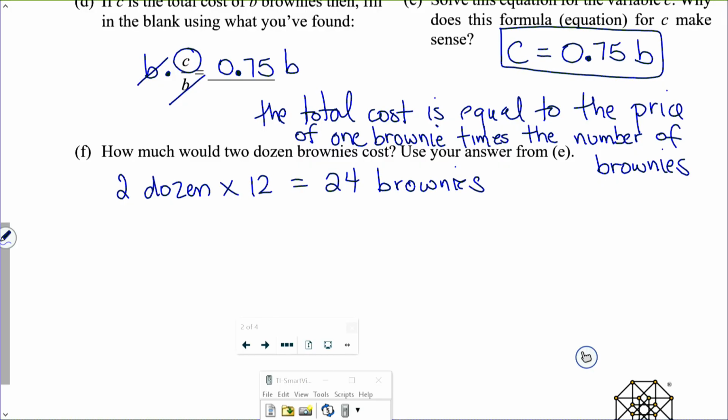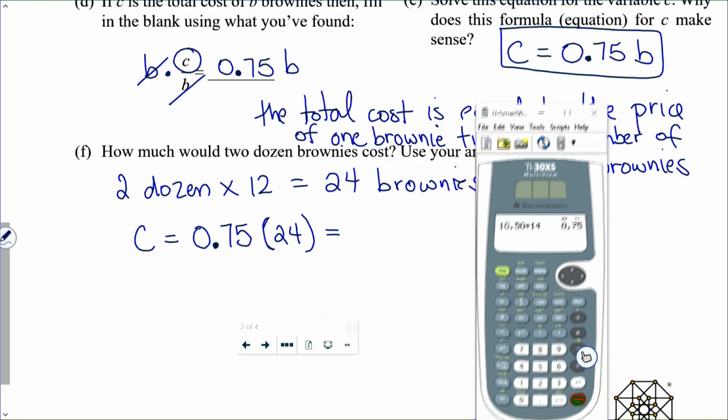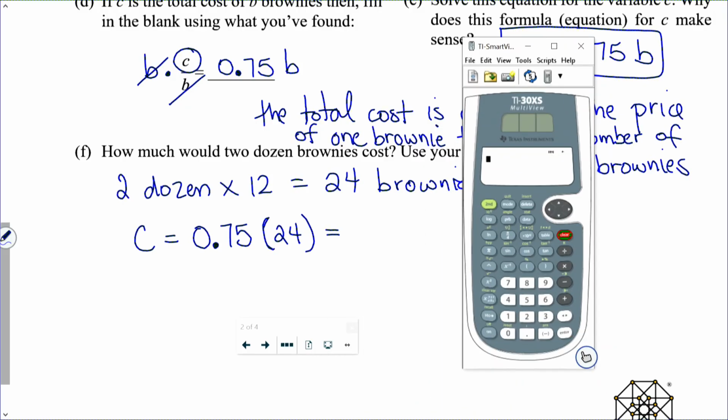Therefore, if I want to use this formula to figure out the total cost, I'm going to do 0.75 times 24. Again, simple enough to do without a calculator, but it takes time that we don't really want to spend right now. So 0.75 times 24, enter, and we find $18.